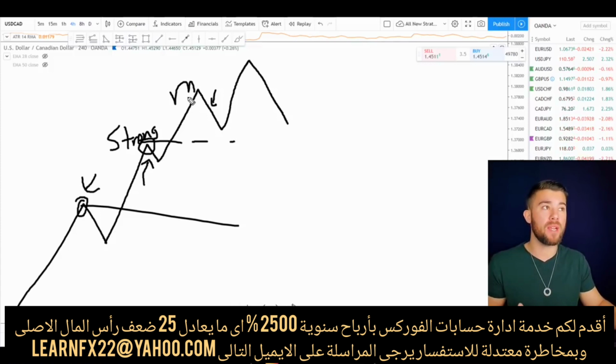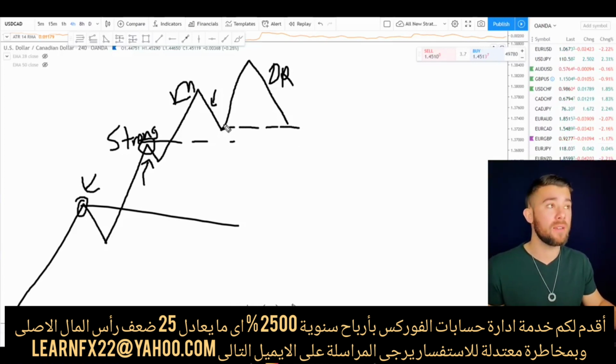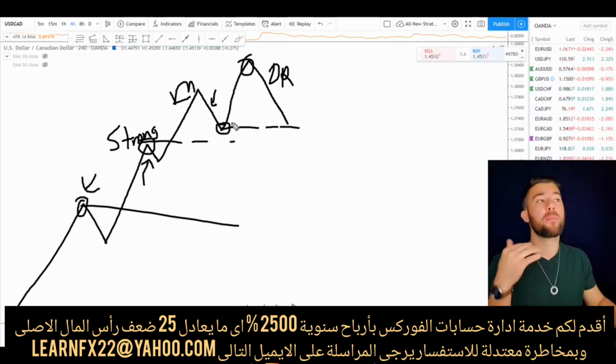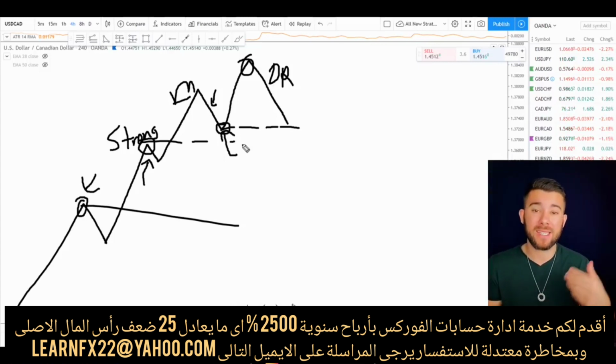So that would be a medium pullback. Now, a deep retracement is going to be a pullback that is between 80% of the swing low to swing high and actually touching between 80 and 100%, meaning it's touching the previous level of support. And wow, this, in fact, is a sign of weakness in a trending market.